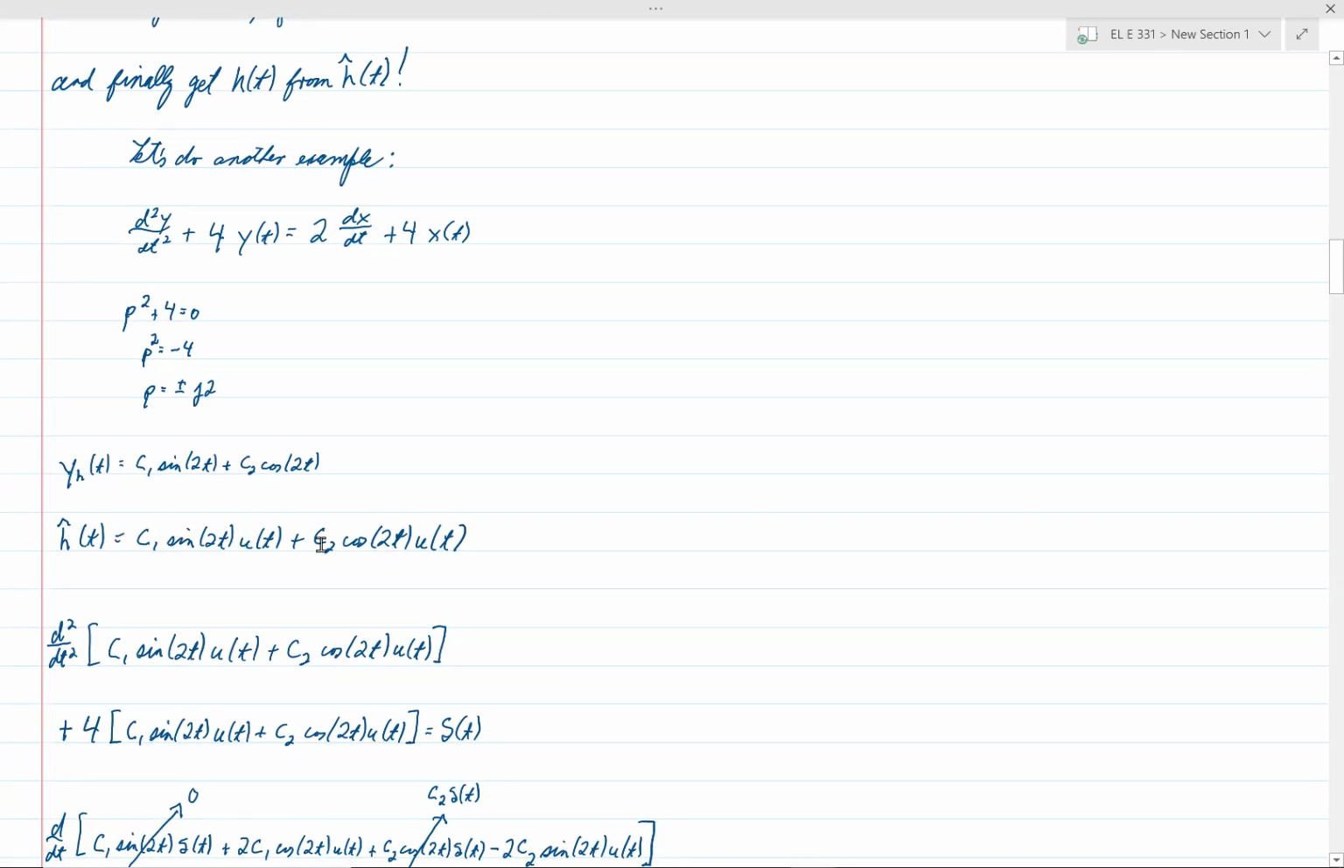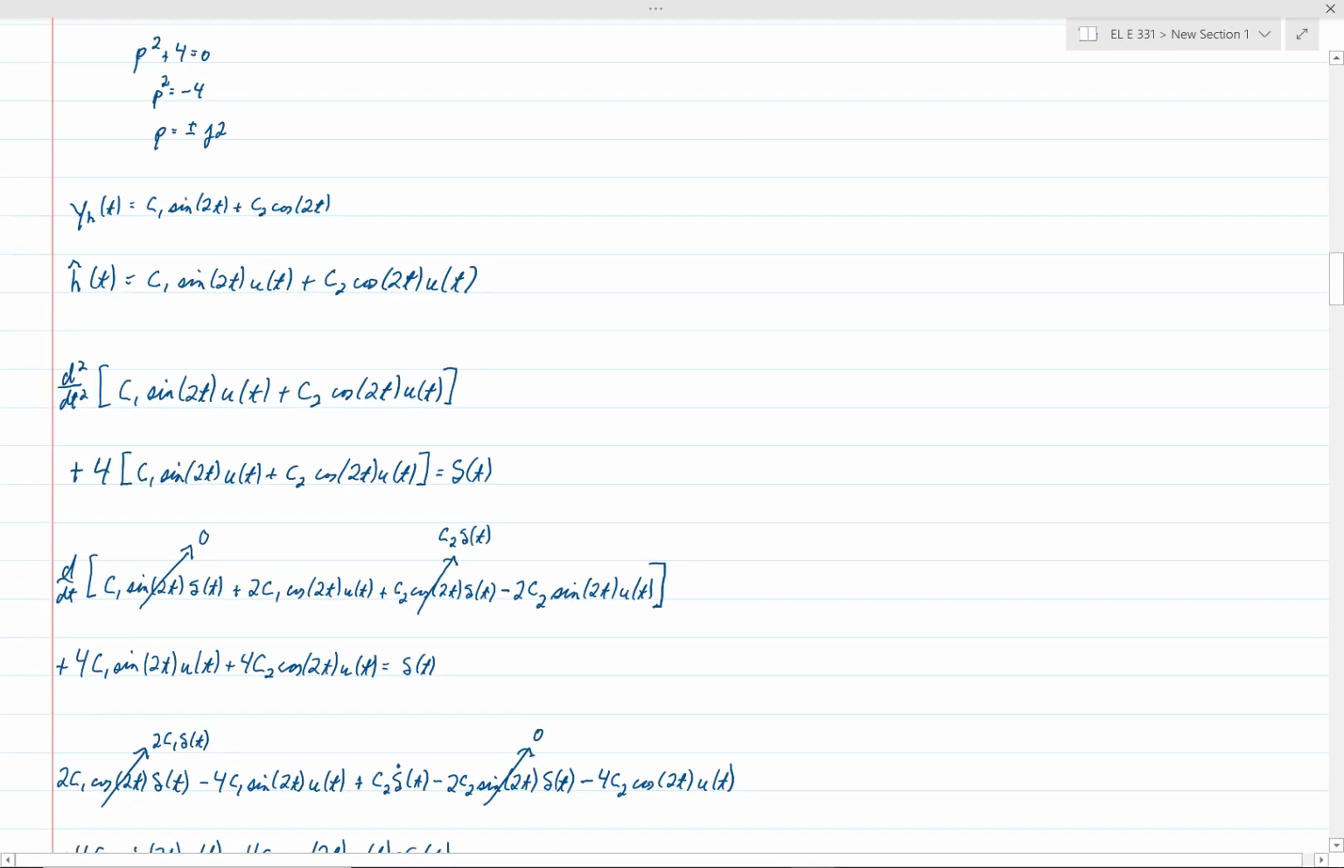You can see that here's our h hat right here, and we substitute that into this equation, putting delta of t on the right-hand side. So there's the delta of t on the right-hand side, right there. Instead of 2dx dt plus 4x of t, we have delta of t on the right-hand side. And on the left-hand side, what we have done is just substitute h hat in for y up here. So we have d squared dt squared of h hat, here's h hat, so we're sticking that in there, plus 4h hat. And we start turning the crank.